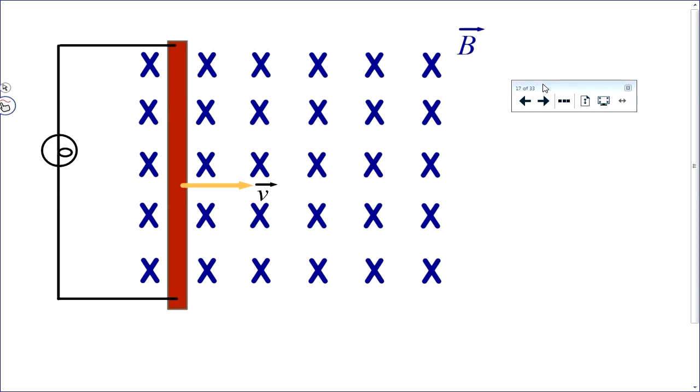Hopefully you say that the conventional current is towards the top of the page, because your fingers would be in, your thumb would be to the right, so the palm of your hand, which represents conventional current, is towards the top of the page. And what we have then is the light bulb that lights up, because we have just reproduced the generator effect. We move a conductor through a magnetic field and we create a current. But now that current is going to create a force.